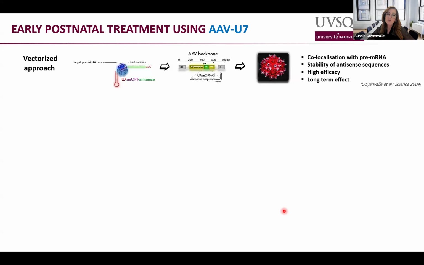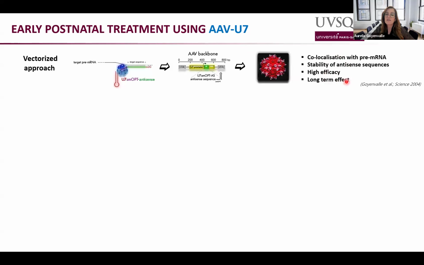And for this, we turn back to an old tool that we developed nearly 20 years ago now, which is a vectorized approach in which the antisense sequences are inserted into the U7 snRNA carrier, and the U7 snRNA modified with the antisense sequence is then vectorized into an AAV vector.